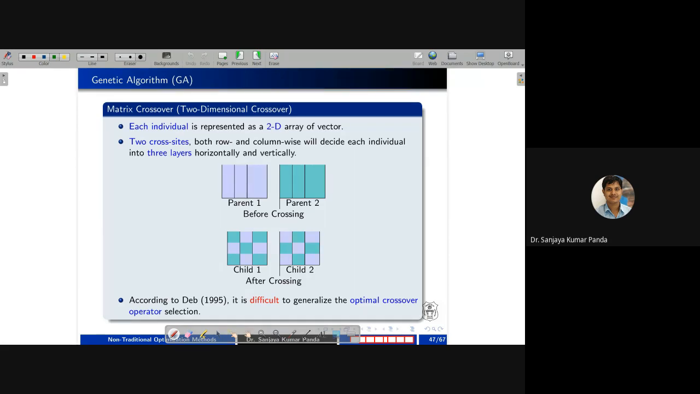But according to Dave in 1999, it is difficult to generalize the optimal crossover operator selection. If I ask you which crossover is going to perform better, there is no answer for it. Whether to apply single point crossover, multi-point or matrix crossover, there is no conclusion about which crossover will give you a better result for your respective problem.